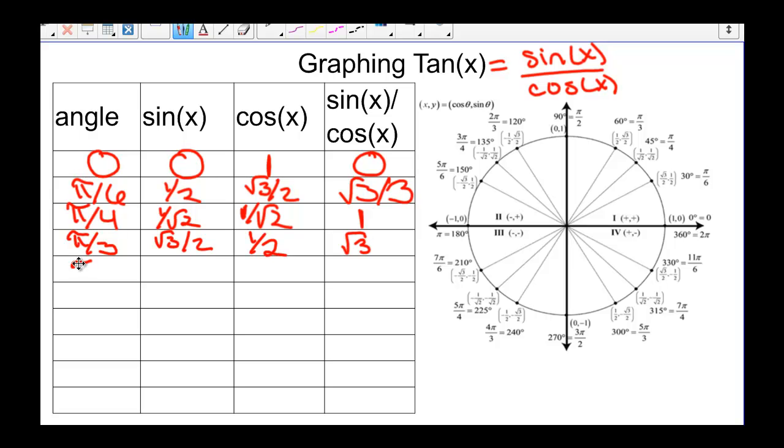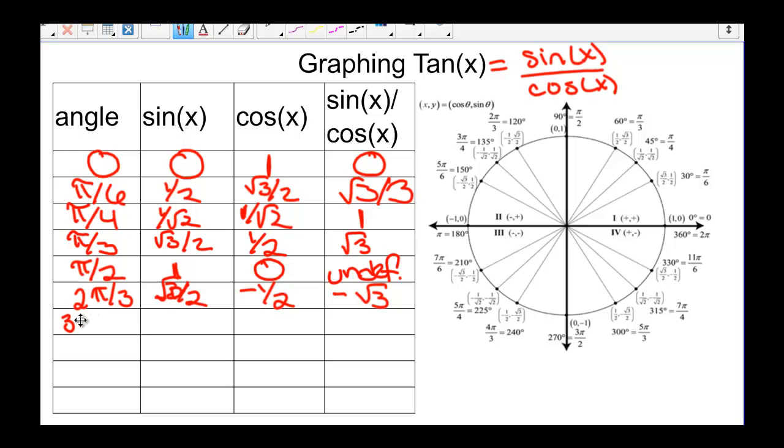Then at pi over 2, we have sine is 1 and cosine is 0. So this is undefined. 1 divided by 0 is undefined, so we're going to come back to that point and examine that more later. So now let's move on to 2 pi over 3. We have square root of 3 over 2 for sine, negative 1/2 for cosine. So we get negative square root of 3 for tangent.